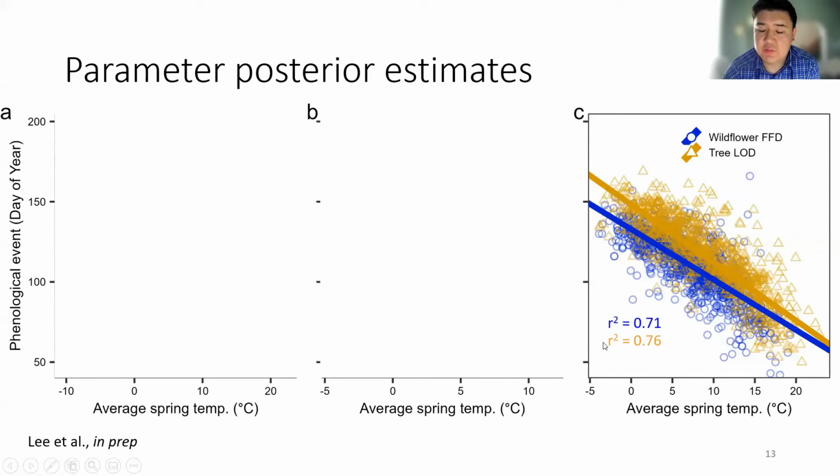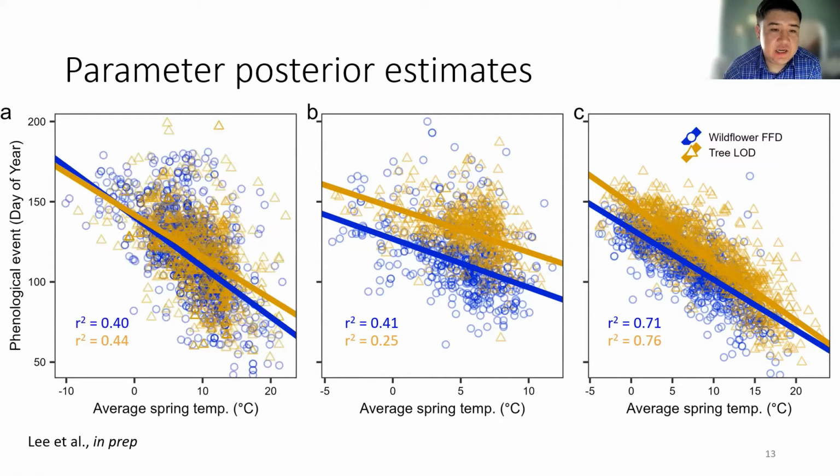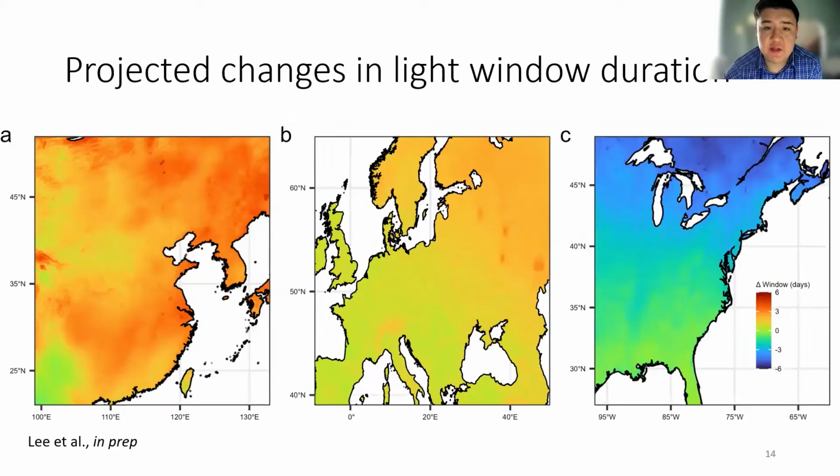You can see in North America, as we move from cooler to warmer springs, we expect the distance between these lines, which represents the duration of spring light windows, to decrease. However, in Europe, here in the central panel, we see that these lines are more or less parallel, and we would expect, therefore, no change in the difference between these two lines as we move into warmer springs. And then in Asia, here on this left panel, we see that the lines diverge as you go from left to right. And so we would expect under future warming in spring that wildflowers actually experience a slightly elevated duration of spring light availability.